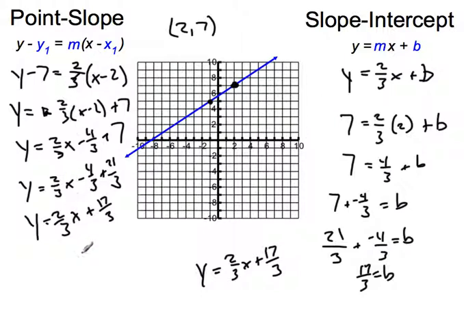You can either start in point slope and then get it into slope-intercept, or you can start with the slope of the line and then substitute in a point for x and y, solve for b, and then just replace the b with whatever you solved for it. Okay? So that's how you write the equation of a line in either point slope form or slope-intercept form.